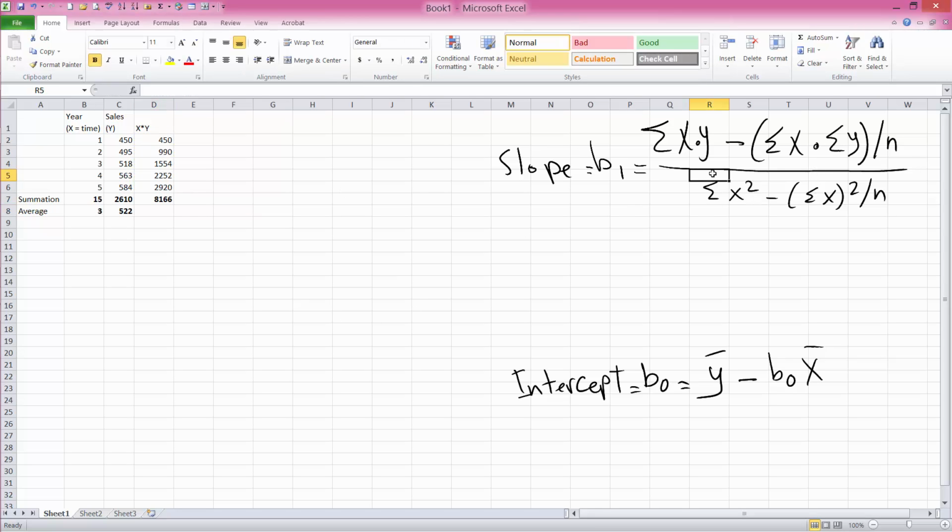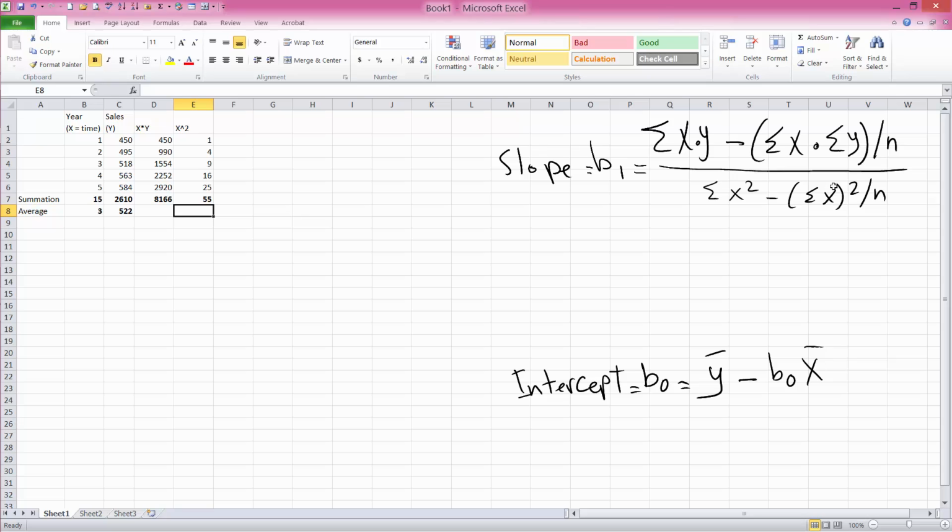I also need a summation of x squared column, so I will put this label or heading to be x squared. In this column right here, I'm going to take each of the x values and square them. So 1 squared is 1, or 2 squared is 4. Again, I can carry that down. For example, this one is 5 squared is 25. And notice I need the summation of that column also, so I will sum that up.